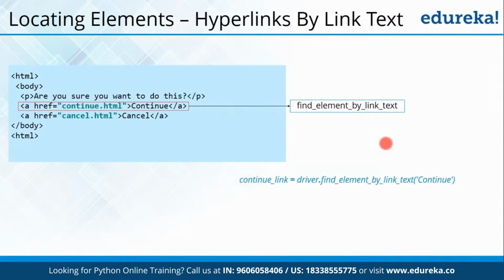So we can locate the hyperlinks by link text. We use this when we know the link text used within an anchor tag. With this strategy, the first element with the link text value matching the location will be returned. And again, if no element has a matching link text attribute, a NoSuchElementException will be raised. For instance, consider the page source that is there in front of your screen. The continue.html link can be located like this: continue_link = driver.find_element_by_link_text('Continue'). It's pretty easy, guys. Now let's move forward and see what are the other ways.